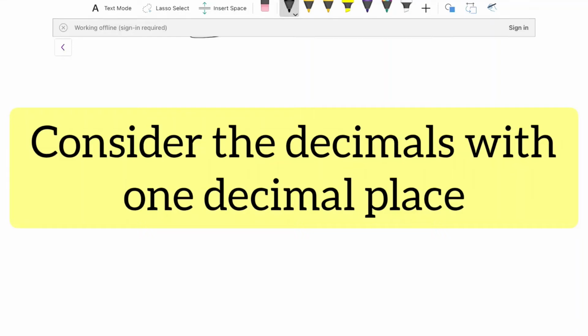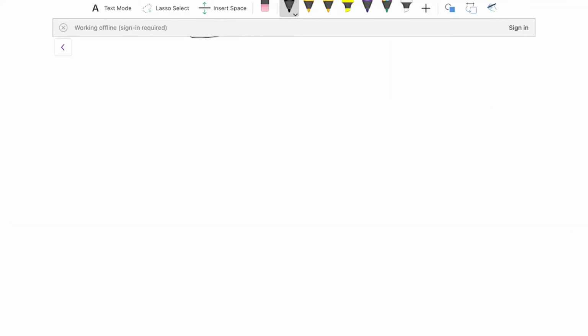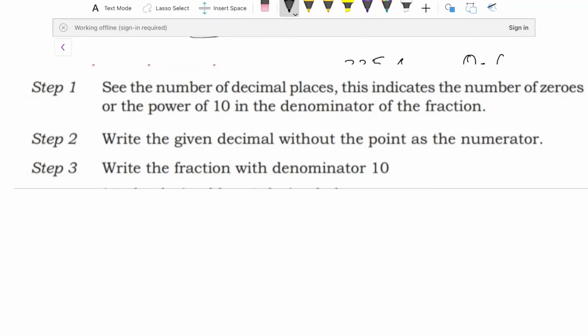Now, consider the decimals with one decimal place. Let's take the examples 4.1, 17.3, 235.4 and 0.6. So we are looking at converting these decimals to fractions. Step 1 is to see the number of decimal places. Why? Because this will indicate the number of zeros in the denominator of the fraction. That's your step 1. Step 2 is to write the given decimal without the point as the numerator.